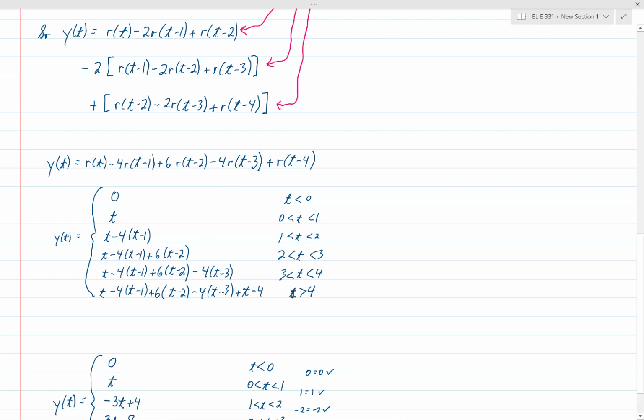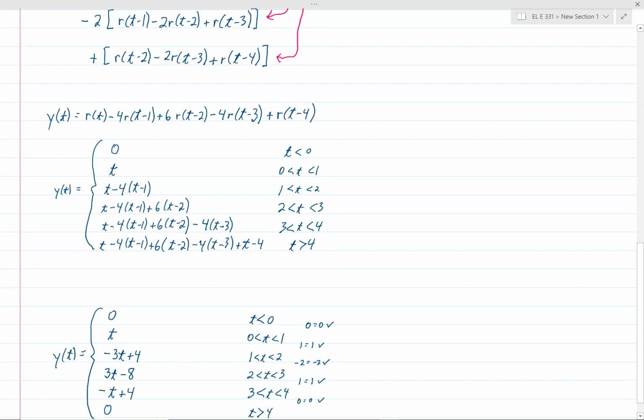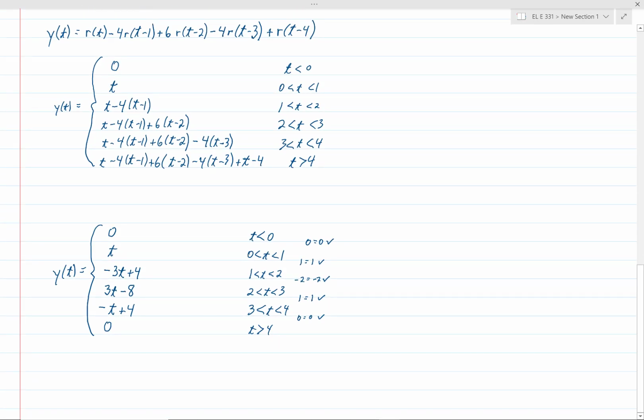And then finally, when t gets past 4, we have all 5 terms contributing. So we'll have r of t is t minus 4 times t minus 1 plus 6 times t minus 2 minus 4 times t minus 3 plus t minus 4. And now all we have to do is simplify all of that. And since that's just pretty elementary algebra, I'll just leave that, and we get these expressions right here.